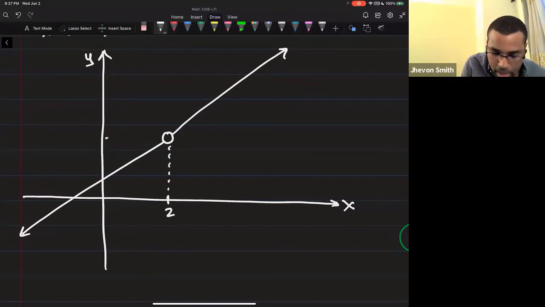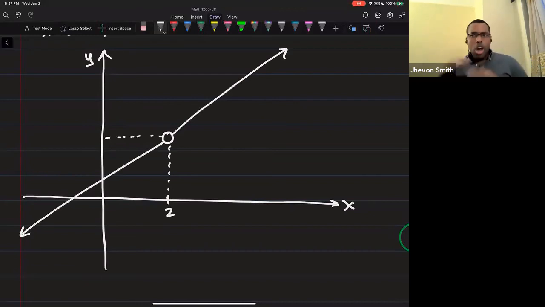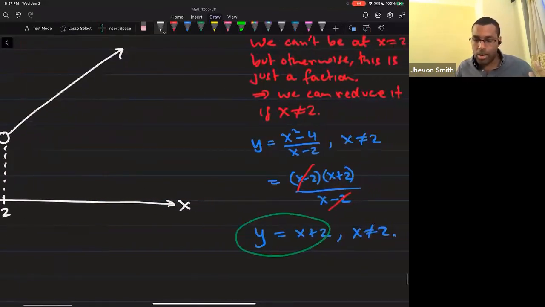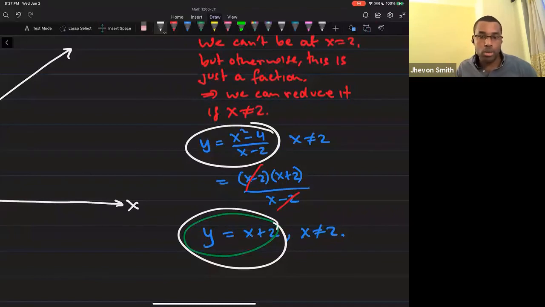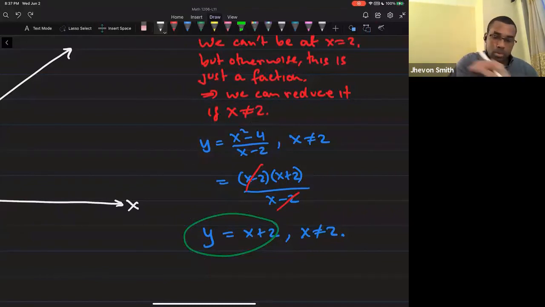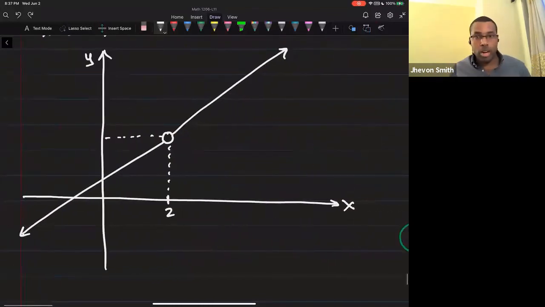You can't actually be at 2. But other than that, if you're not at 2, it's just a fraction. I can treat it like any other fraction. I can reduce it, and it reduces to this. The output of this and the output of that will be the same all the time, every time, except at the value 2. So this is our picture.